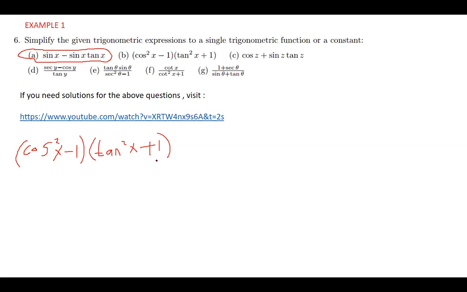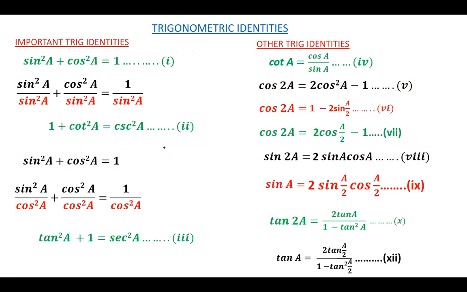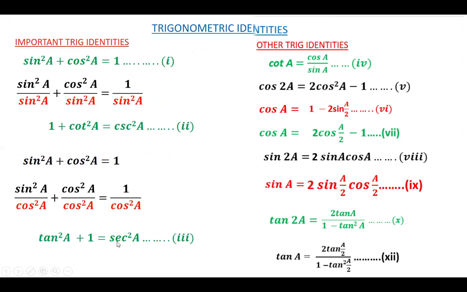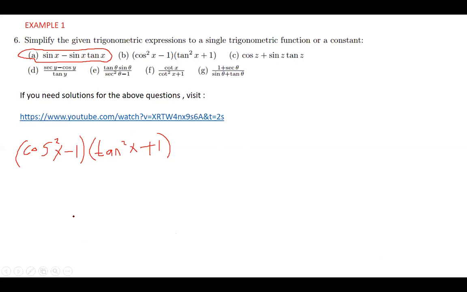So when you look at this, tan squared x plus 1 is just the same as sec squared x from these identities. You can see here to say tan squared a plus 1 is just the same as sec squared a. So we can write sec squared x in place of tan squared x plus 1. You put it like that.